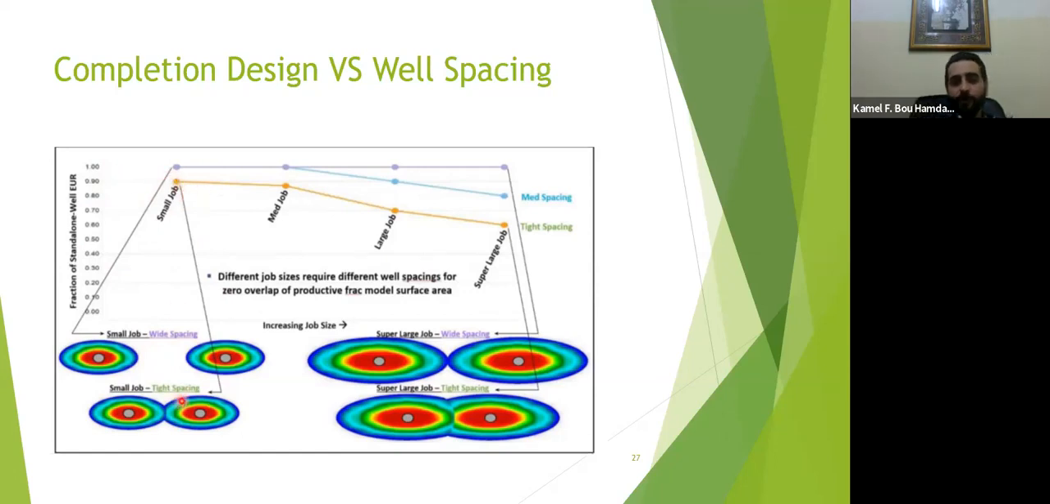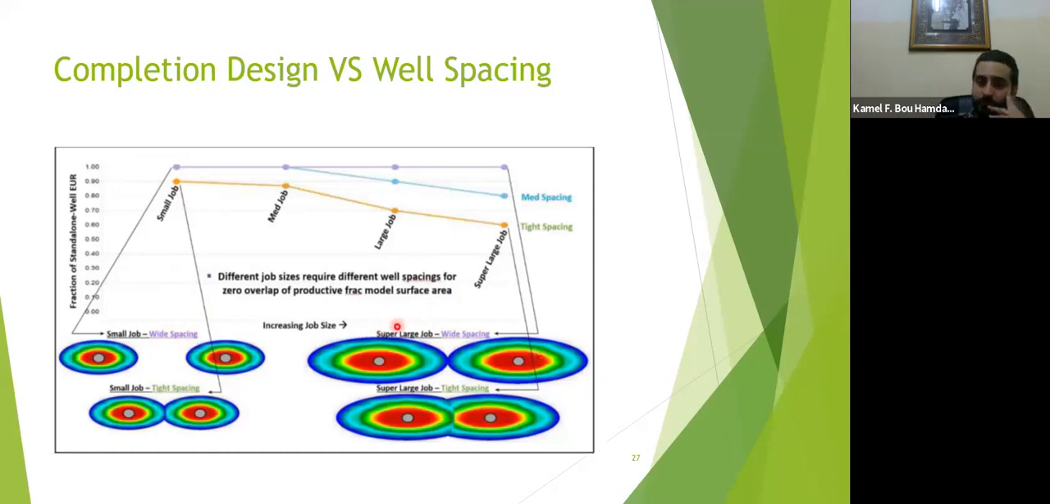So the best or the optimum case is to be somewhere between tight spacing and the wide spacing. So if the blue envelope of this sphere and that one interact with each other, then that's going to be the optimum one, and you might have the maximum EUR.